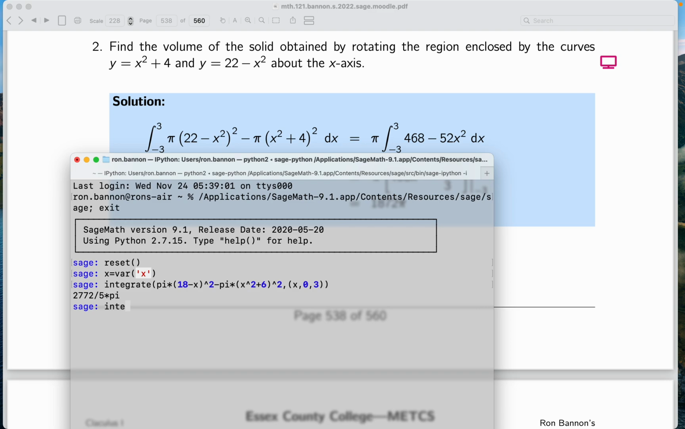Integrate, right? And then I'm going to do pi star. I'm seeing if I learned. 22 minus x squared, squared, minus pi star. And what's nice about an answer key is, when I do this, I'll be staring at the answer and wonder, do I get the same answer that we did by hand?